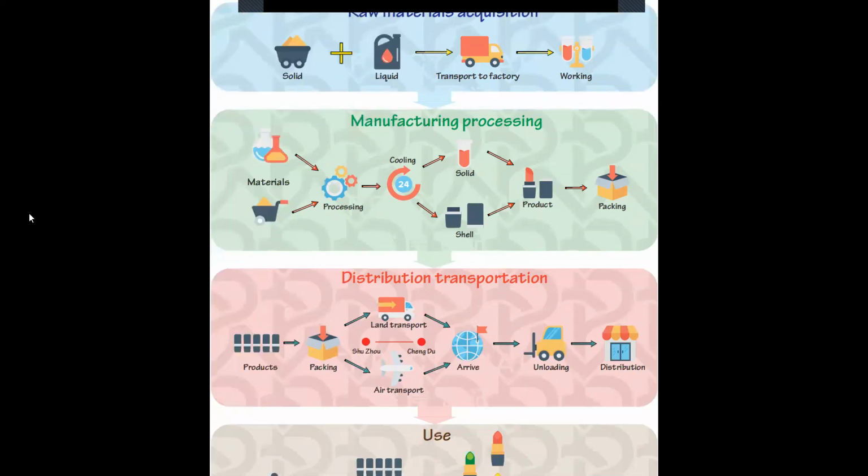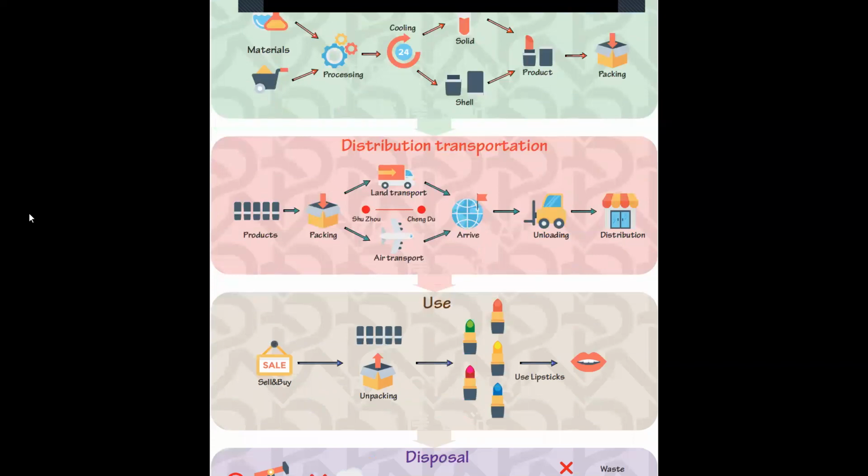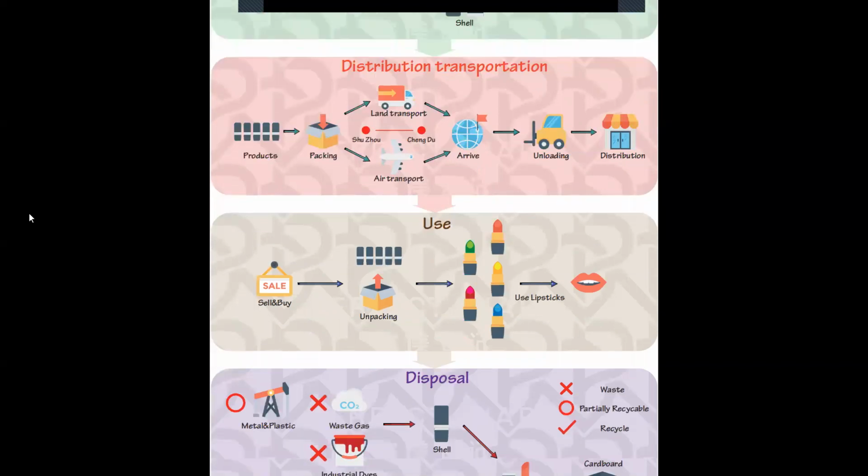The third part is distribution and the transportation of products. After packing, lipsticks are transported by air and land from Suzhou to Chengdu and then to various distributors. Next is the use of products. Consumers buy lipsticks from the store, but each consumer will buy lipsticks of different colors to meet the daily use.